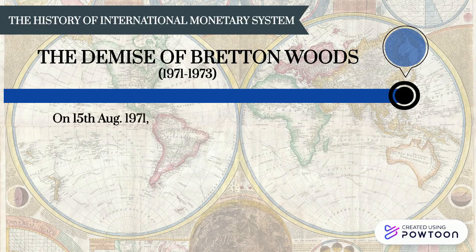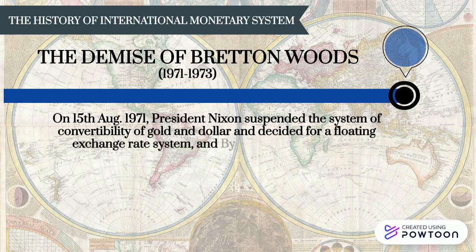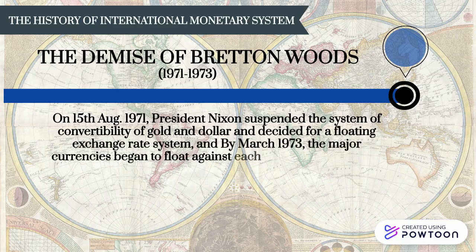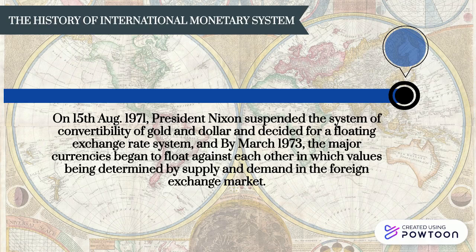On 15th of August 1971, President Nixon suspended the system of convertibility of gold and dollars and decided on a floating exchange rate system. And by March 1973, the major currencies began to float against each other, with values being determined by supply and demand in the foreign exchange market.